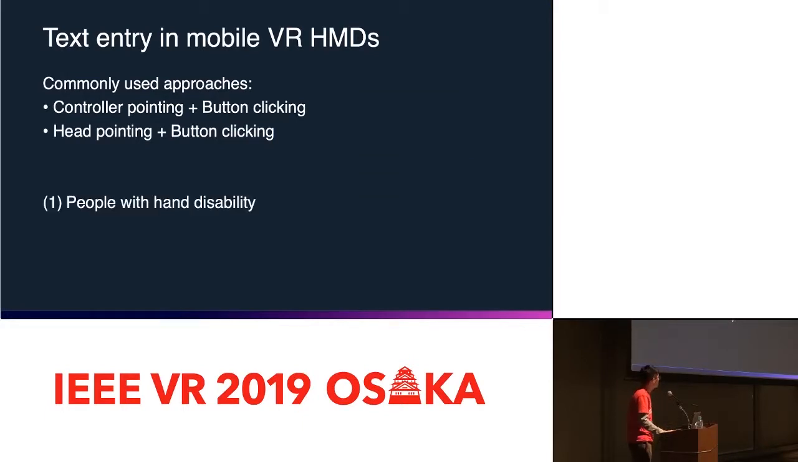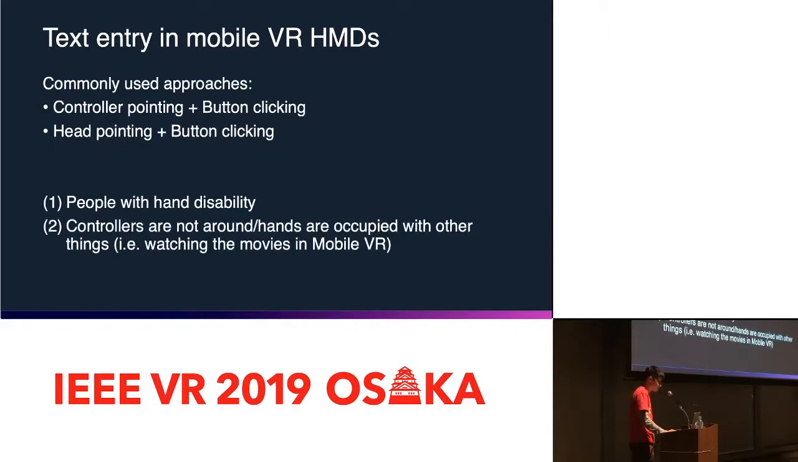However, there are several disadvantages to these approaches. For example, people with hand disability cannot use a controller at all. And controllers may not be around, or hands are occupied with other things. For example, if you are watching movies in mobile VR, I assume the popcorn is what you're holding in your hand, right?